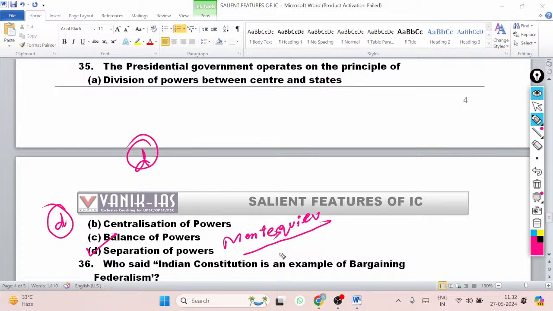the French political philosopher Charles Montesquieu first proposed the theory of separation of powers in his book The Spirit of Laws in the 18th century. Okay, that is Charles Montesquieu, in his book The Spirit of Laws.